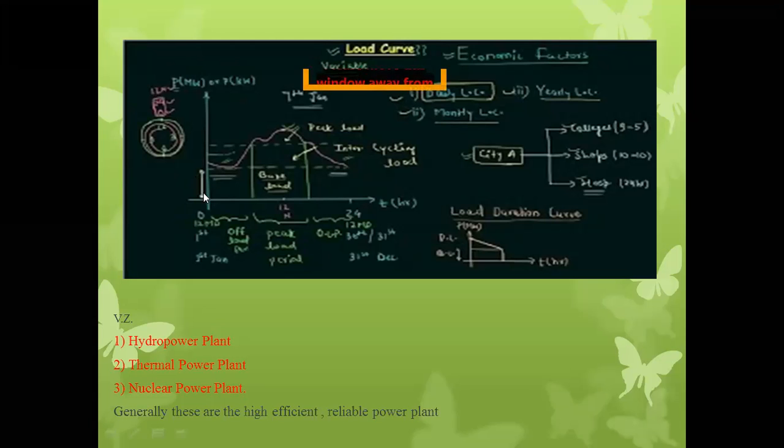We can say that our power plant should meet this much amount of load throughout its operation. Namely, the hydropower plant, thermal, and nuclear power plant are generally used as the base load power plant. Such a type of power plant should have high efficiency as well as a highly reliable system. Means, indirectly, this power plant should have high reliability.